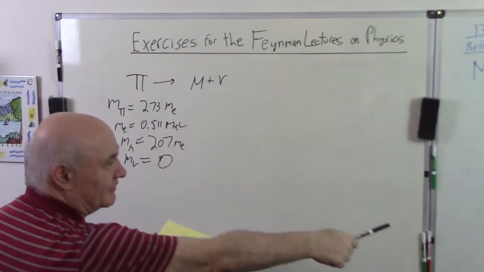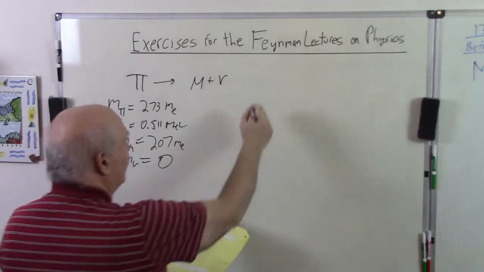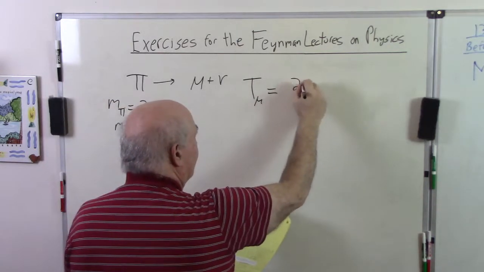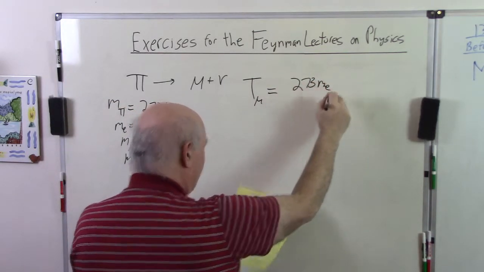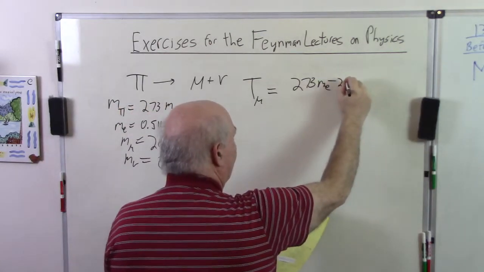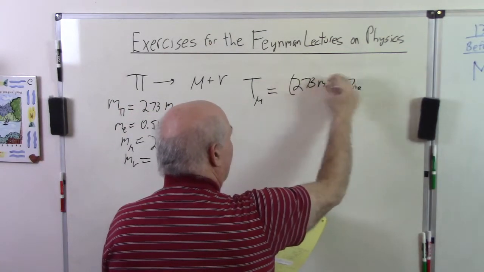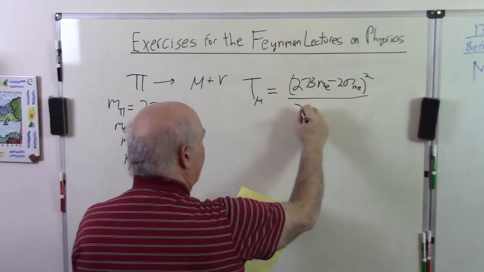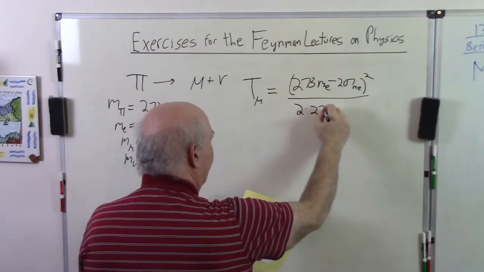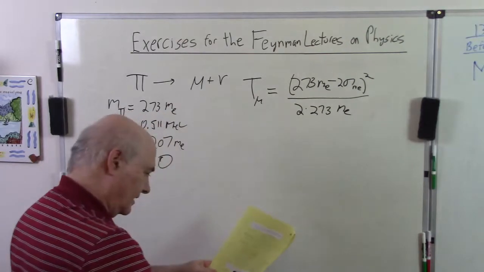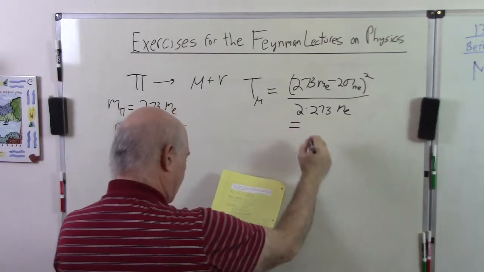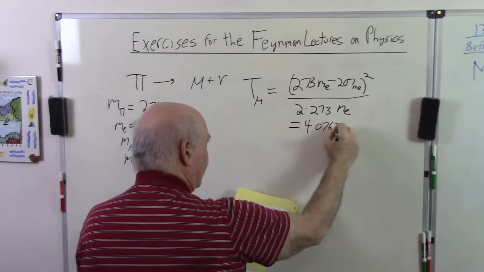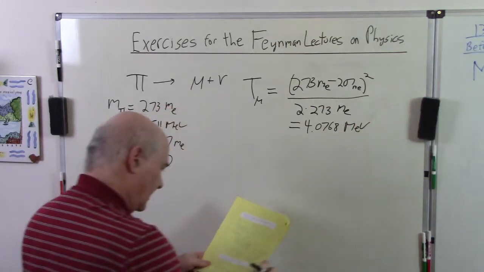So we have those formulas, and we're just going to plug it in. The kinetic energy of the muon is equal to (273 Me minus 207 Me) squared, divided by 2 times 273 Me, and this works out to 4.0768 MeV. Okay.